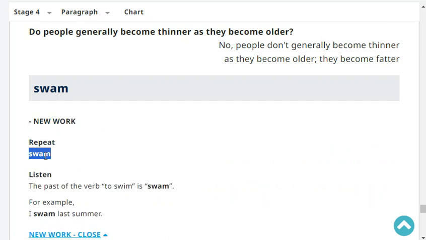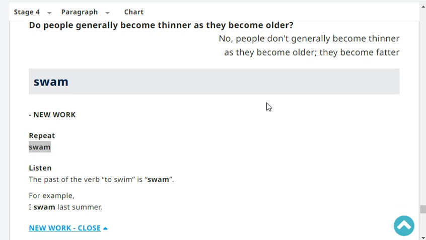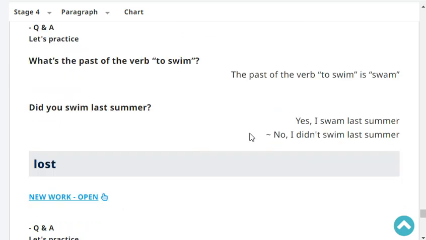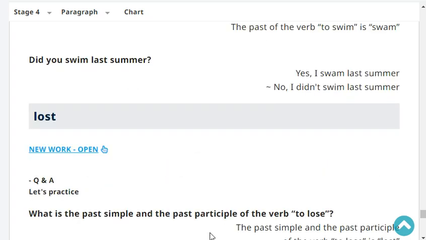Next, repeat: swam. Swim. Very good. Okay, listen. The past of the verb to swim is swam. For example, I swam last summer. Let's practice. What's the past of the verb to swim? The past of the verb to swim is swam. Did you swim last summer?